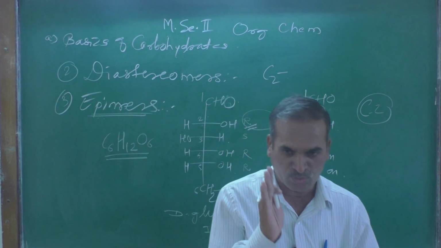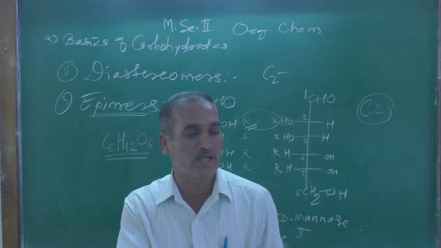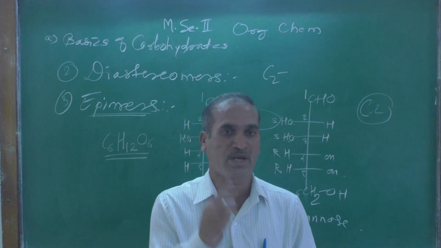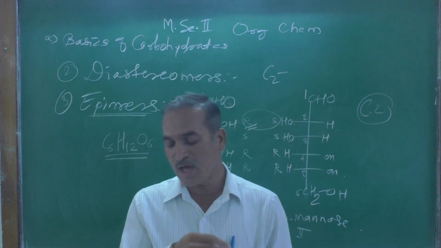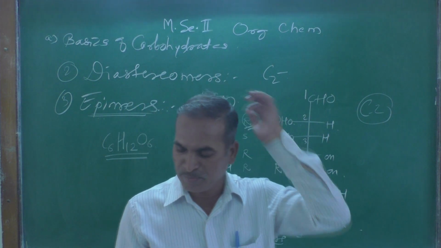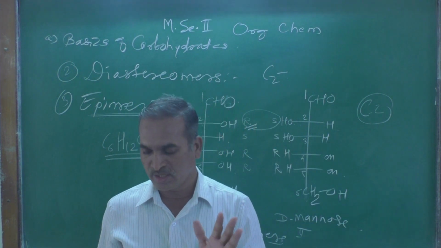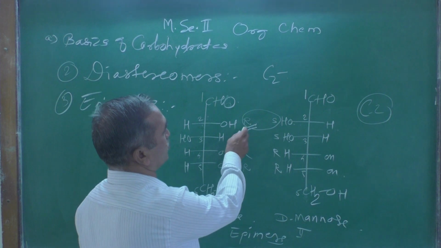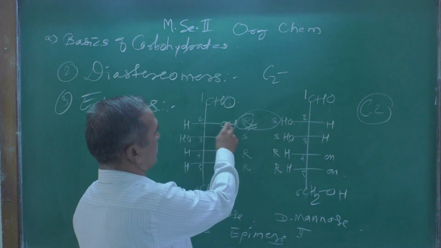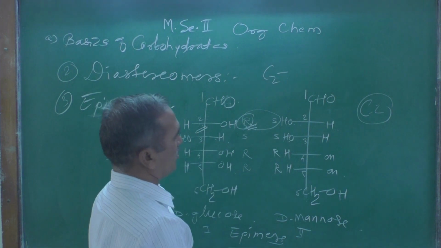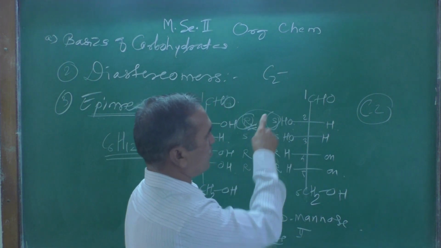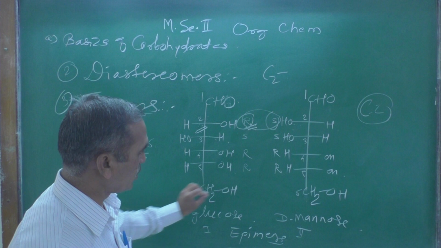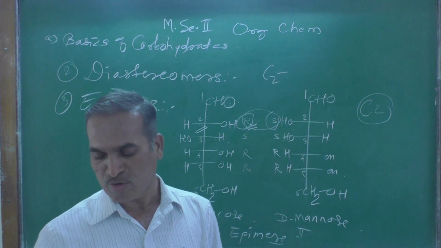Understood, what does the word epimers mean? According to the definition, optical isomers that differ in configuration at only one carbon atom are called epimers of each other. D-glucose is an epimer of D-mannose because they differ in configuration at C2. Glucose has an R configuration at the C2 position, whereas D-mannose has an S configuration at C2. Therefore D-glucose and D-mannose are epimers of each other.